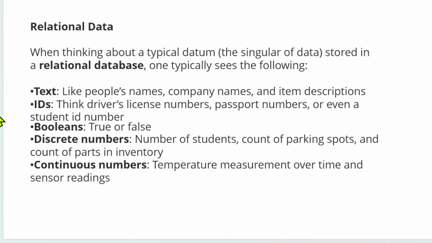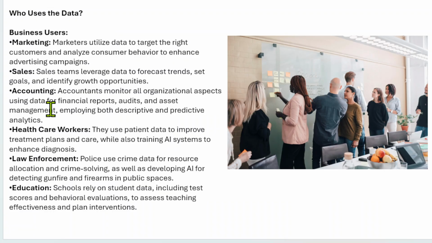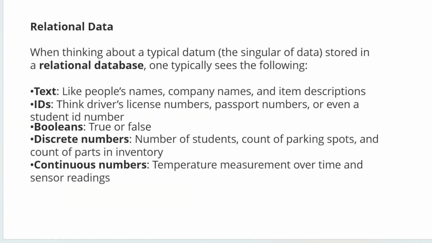Okay, relational data is when we're talking about typical datum, which, believe me, is the singular for data. Data itself is a plural word. Stored in a relational database, one thinks of the following. So text, like people's names, IDs, think of driver's license, passport numbers, or even your student ID number. Booleans, true and false. Discrete numbers, number of students, and continuous numbers, temperature, measurement over time, that kind of stuff. So that's kind of what sits in relational data.